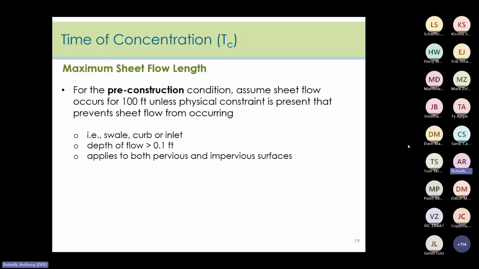Okay, so Chapter 5 of our BMP manual also changes the potential maximum sheet flow length in accordance with the National Engineering Handbook Chapter 15. So for the pre-construction condition, we assume that sheet flow occurs for up to a maximum of 100 feet, unless there is something physically in contact with the flow of stormwater runoff, such as a swale or a curb or inlet, and that'll prevent the sheet flow from occurring. And that's regardless of whether the surface is impervious or pervious. And so that's to say if the site conditions only create, say, 75 feet of sheet flow, then we use 75. But the max value allowed is 100 feet.